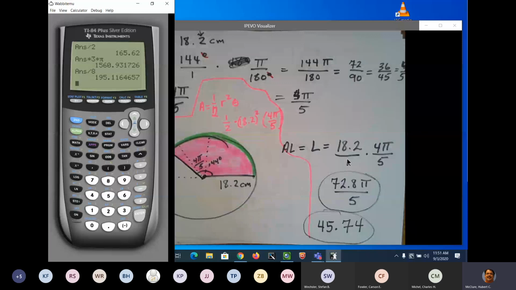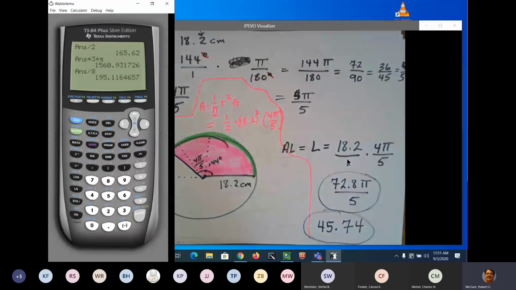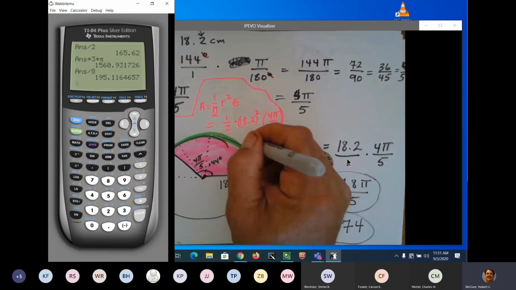Now again, however you want to do it, you're welcome to do it. Just don't mess up the division, okay? In other words, if you want to multiply 18.2 times itself and then multiply by 4 pi and divide by 10, you can do that. If you want to take 18.2, square it, divide by 2, and multiply that by 4 pi over 5, you can do that. It doesn't matter. You should get the same answer.